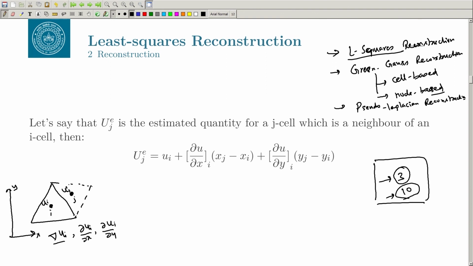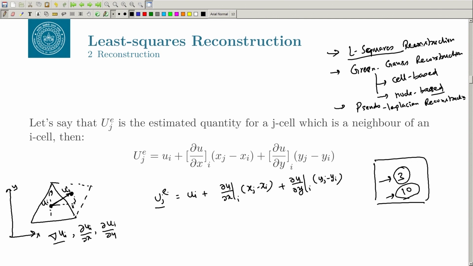So you can define, let us say here, the gradient u_j estimated, calculated from i. That will become u_i plus, so this is my x and this is my y, you take the gradient with respect to x: del u by del x at i times (x_j minus x_i), plus del u by del y at i times (y_j minus y_i). Very simple, basically we use the Taylor series. So from i we are getting the value at j.